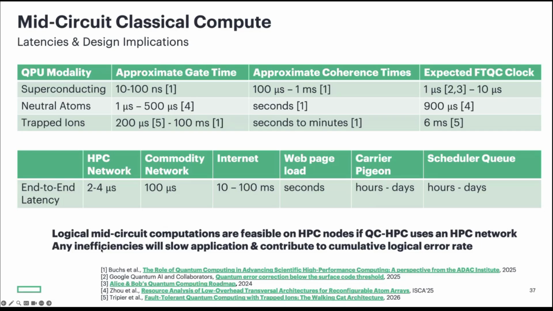And the timing impacts both the application, the speed it runs at, and also the cumulative logical error rate, because anything you do in fault-tolerant quantum computing, any gate you run, adds a little bit of potential for more errors over time, because the logical error rate won't be 0. It'll be lower, but it won't be 0.